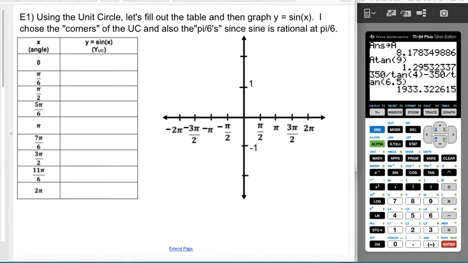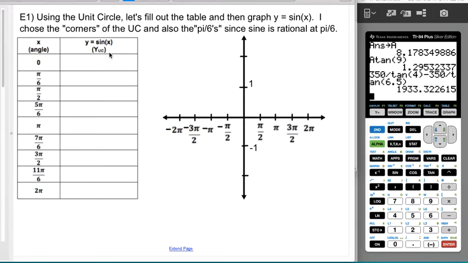So using the unit circle, we're going to fill out a table and then graph y equals sine x. I chose the corners of the unit circle, meaning the axes, right? 0, pi over 2, pi, 2 pi, etc., 3 pi over 2. But I also chose the pi over 6's because sine is a nice, happy, rational number at pi over 6. It's a half. So sine of 0, right?